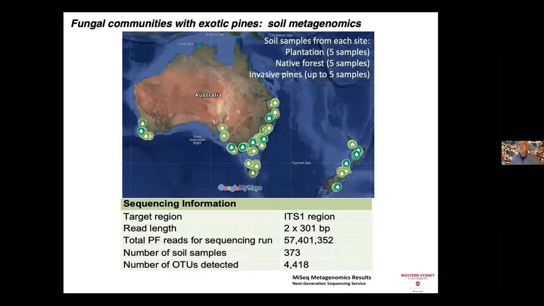So I'm going to move on and talk about some metabarcoding work that we did while we were doing our field work across the southern part of Australia, where the pines have been introduced, and New Zealand. We collected soil samples, using a modified protocol from the North American survey. We only took 5 samples from each plantation. For every plantation that we surveyed, we also tried to survey an adjacent or nearby native forest. And as opportunity permitted, we also sampled some of the invasive pines that were growing in the vicinity.